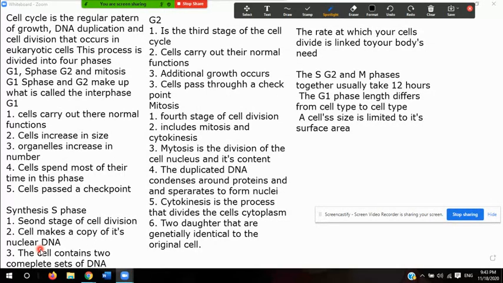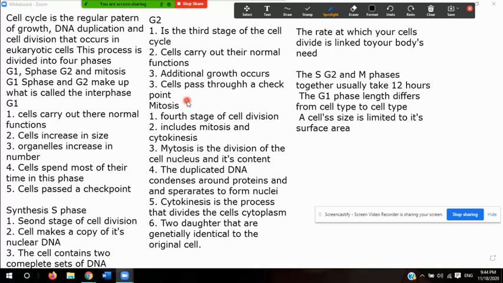The third thing worth noting is that the cells contain two complete sets of DNA. So once the nucleus DNA divides in the S phase, the cells have two complete sets of DNA. After the S phase, we go into the G2 phase. In the G2 phase, of course, the third stage of the cell cycle, cells carry out their normal functions just like they do in the G1 phase. Additional growth occurs, and just like in the G1 phase, in the G2 phase cells pass through a checkpoint.